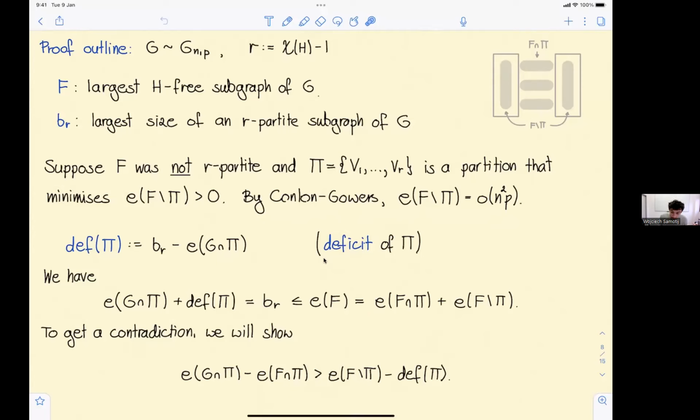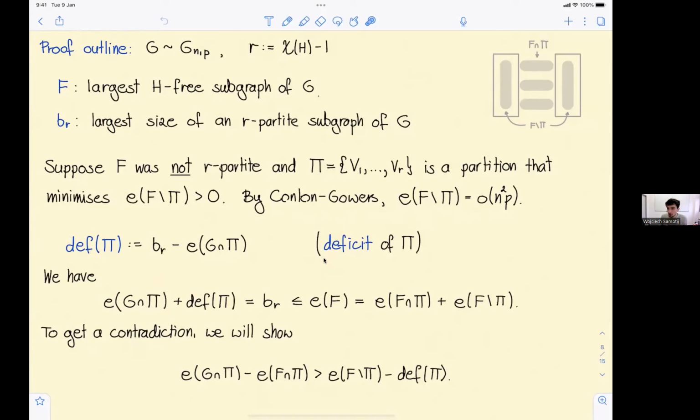Since the chromatic number of our graph is larger than R, it means that the largest R-partite subgraph is an H-free subgraph, which means that the largest H-free subgraph is at least as large as the largest R-partite subgraph. Now, the number of edges in this graph is the number of edges crossing its optimal partition, plus the number of edges which don't cross its optimal partition. And this B_R, we can write in terms of the same partition. By the definition of the deficit, it's the number of edges of G that cross the partition plus the deficit. Perhaps this is not the optimal partition for G, because we assumed it's the optimal partition for F.